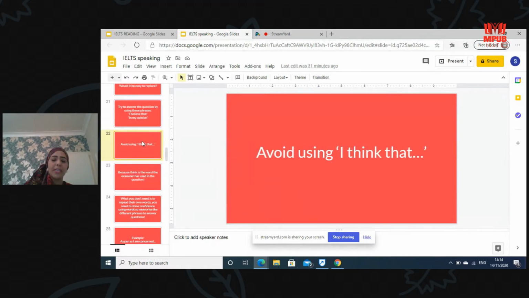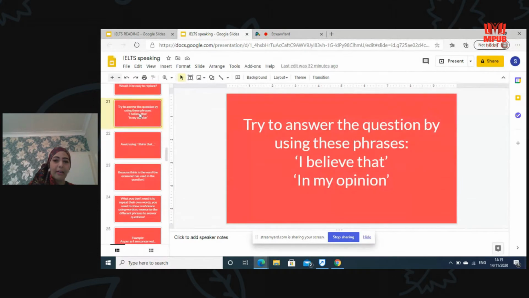Avoid using I think that, because the word think is very simple and it's most likely going to be in your question. The examiner most likely will begin with a what do you think or do you think type of question, so you don't want to use the same word they use, because that would just be a repetition. So start off with phrases like I believe that, or in my opinion, because these are really good phrases to memorize to answer these simple questions.